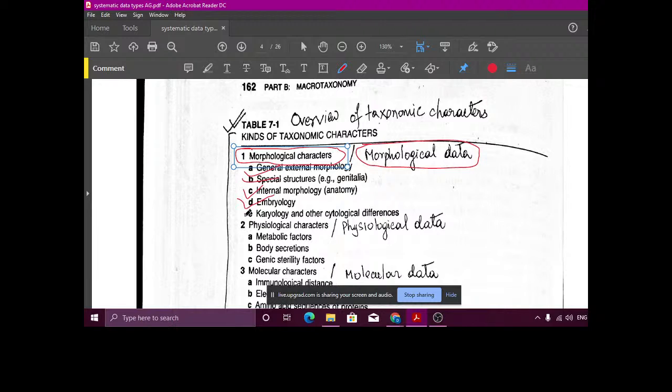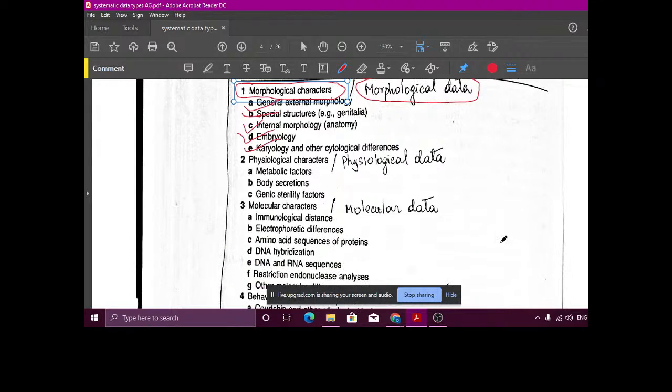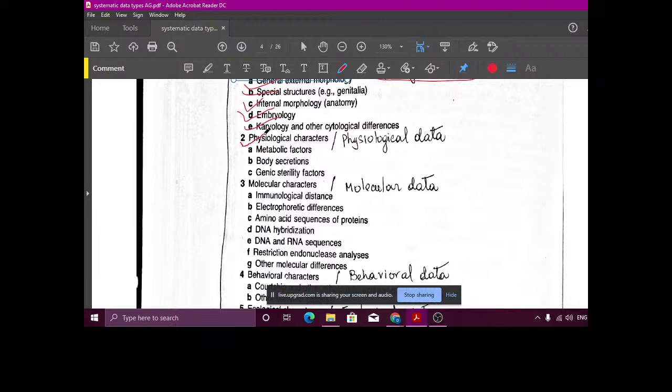Then you have karyology and other cytological differences, looking at the chromosomes. Apart from that, you have physiological characters. They can be metabolic factors, body secretions, genic sterility factors. I will come to these factors. Genic sterility factors means, suppose you cross a male donkey with a female horse, you get a mule, but this mule is sterile. So horse and donkey belong to different species. This is known as genic sterility factors.